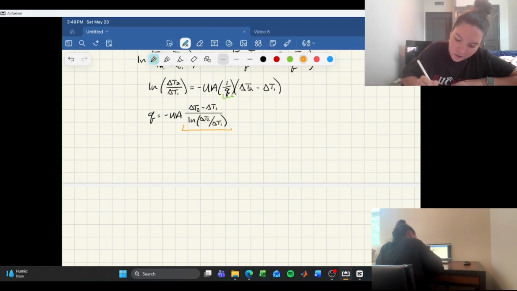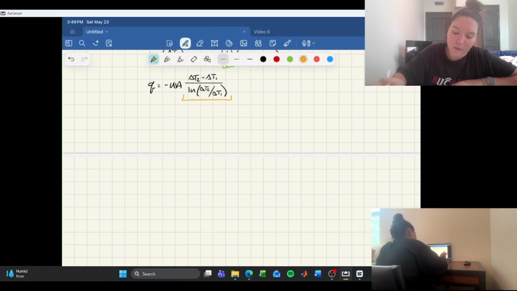And then this is going to be the log mean temperature difference, which we said was log mean.